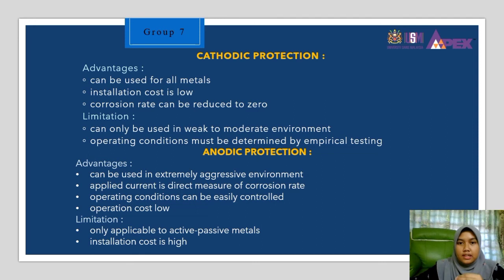So here we can see the difference between cathodic protection and anodic protection. For cathodic protection, the advantages are that it can be used for all metals, installation cost is low, and corrosion rate can be reduced to 0. The limitations are that it can only be used in weak to moderate environments, and operating conditions must be determined by empirical testing. For anodic protection, the advantages are that it can be used in extremely aggressive environments, applied current is a direct measure of corrosion rate, and operating conditions can be easily controlled and operation cost is low. For the limitations, it is only applicable to active-passive metals and installation cost is high.